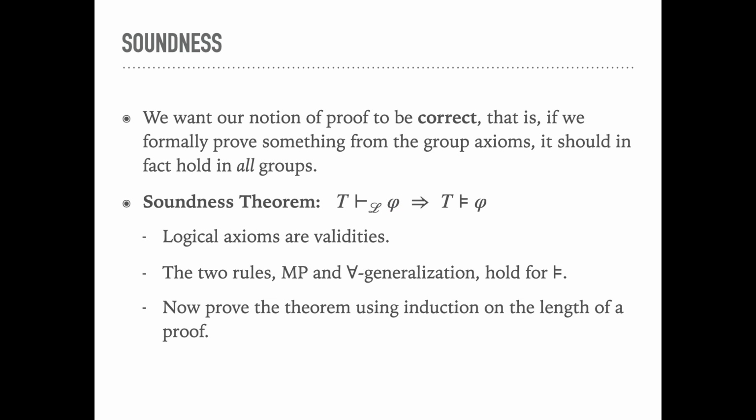So in symbols, if phi is provable from T, then it's actually logically implied by T. And think a little bit about how you would prove this. The basic idea involved here is, of course, that you observe that the logical axioms are validities, so they are always true in any structure. And the two rules, modus ponens and universal generalization, hold for the logical implication relation. So what that means is that, for example, if we have a set of formulas phi, and phi implies psi, this logically implies psi. So modus ponens holds for the satisfaction relation, or the logical implication. And then you can prove the soundness theorem using induction on the length of a proof.